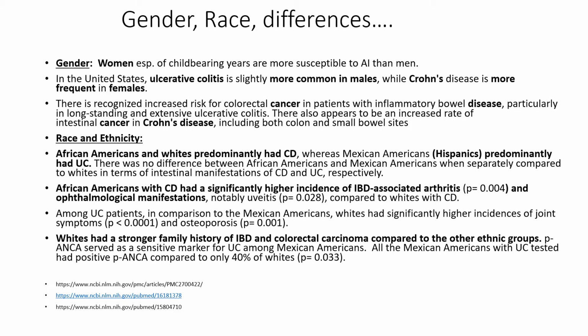It is recognized that there is an increased risk of colorectal cancer in patients with IBD, particularly in long-standing and extensive ulcerative colitis. There also appears to be an increased rate of intestinal cancer in those with Crohn's disease. As far as race goes, African Americans and whites predominantly have Crohn's disease, while Hispanics, i.e. Mexican Americans, predominantly have ulcerative colitis. There also appears to be a significantly higher incidence of IBD-associated arthritis and eye manifestations in Crohn's disease of African American descent. In some studies, it appears that Caucasians had a stronger family history of IBD and colorectal carcinoma compared with other ethnic groups.